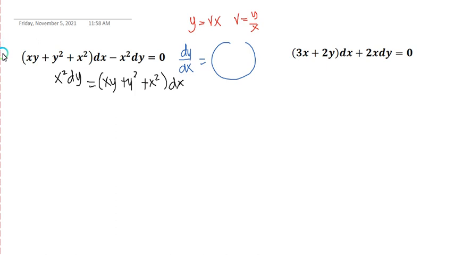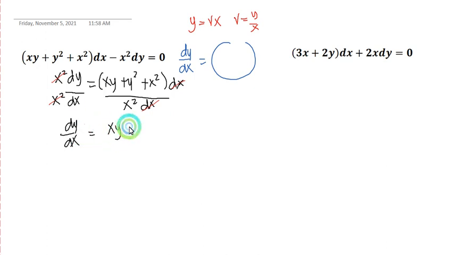Next, ano hambal ko kagina? Dapat mapabilin ang dy dx sa left side of the equation. Therefore, divide ko ni by dx. Next, gusto nato ng pabilin dy dx lang. So therefore, divide ko man by x squared both side of the equation. So para madula di ang x squared. Therefore, pwede ko na makancel ang dx. And ang mabilin sa akong equation is dy over dx is equal to xy plus y squared plus x squared all over x squared.